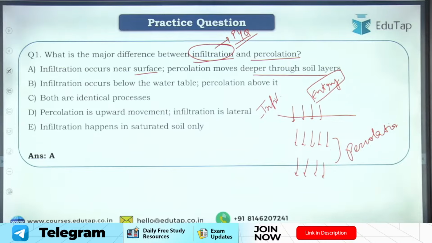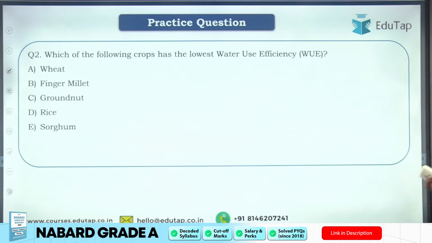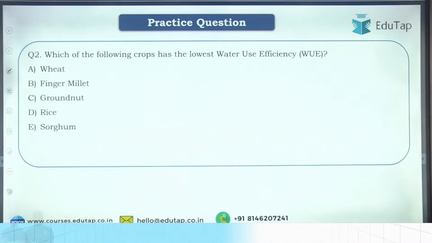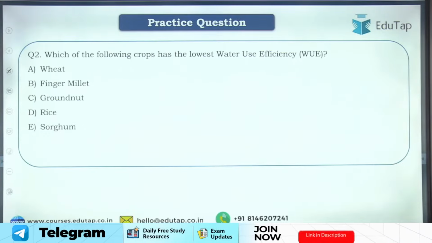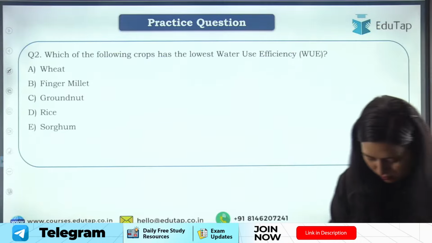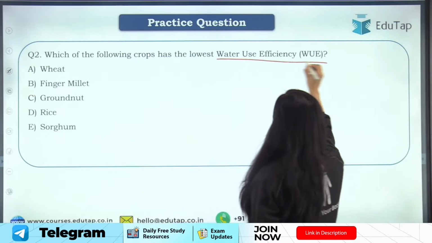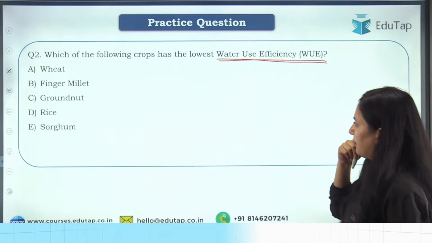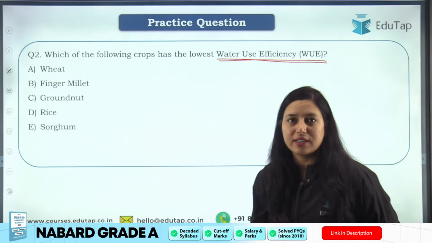We can move ahead. So next question for you is, which of the following crops has the lowest water use efficiency? Out of the given options, which crop has the lowest water use efficiency? So what is water use efficiency? Can anybody tell me the meaning of water use efficiency? And you have to tell out of the given options whose water use efficiency is lower.